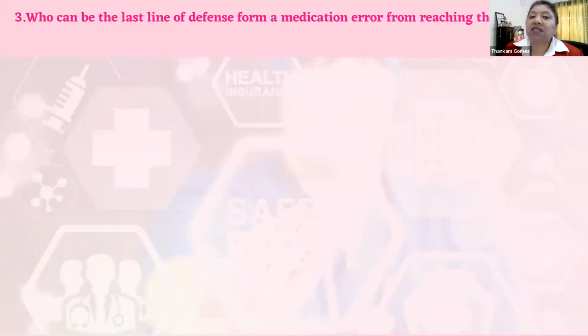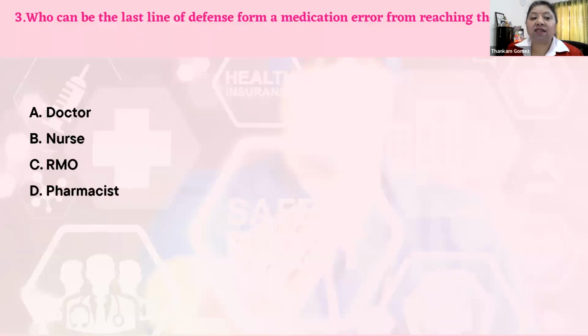So who can be the last line of defense from medication error reaching the patient? A doctor, a nurse, or an RMO? I'm sure this will not take much time from the nurses, because we are the last line of defense for sure.